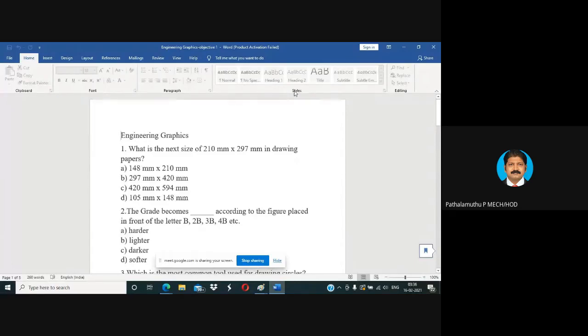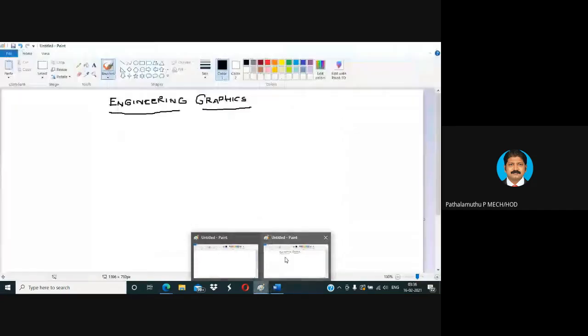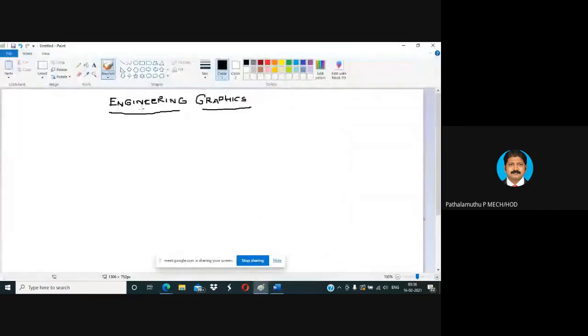In engineering graphics, the standard sizes of drawing sheets are A0, A1, A2, A3, A4. The A4 size is 210 mm into 297 mm.